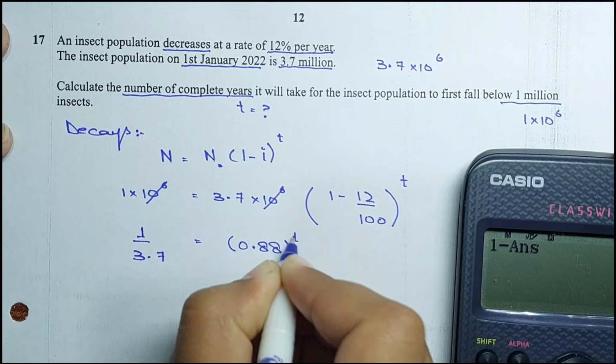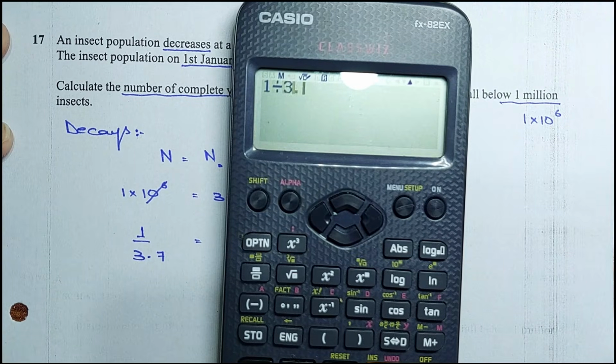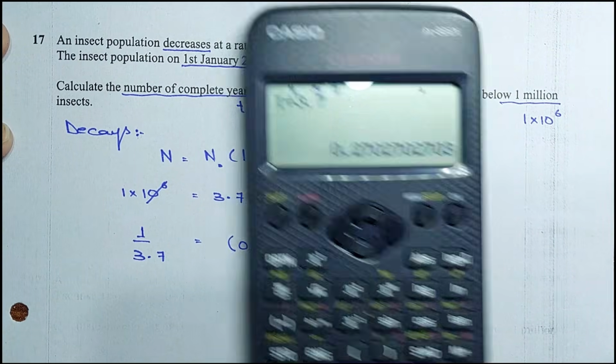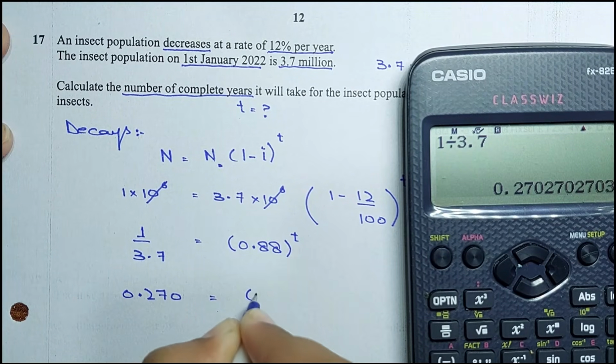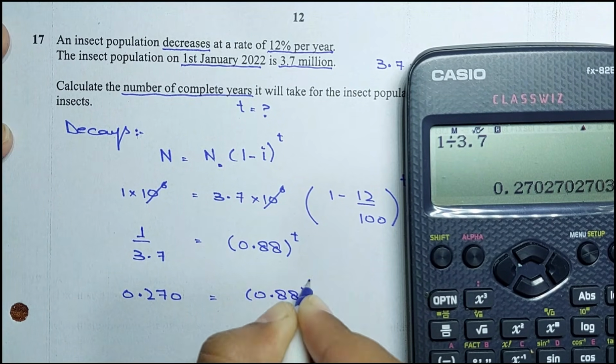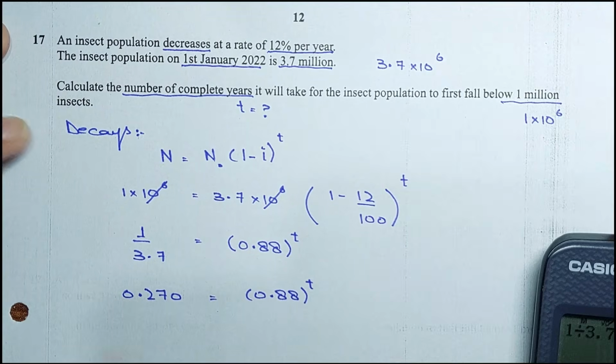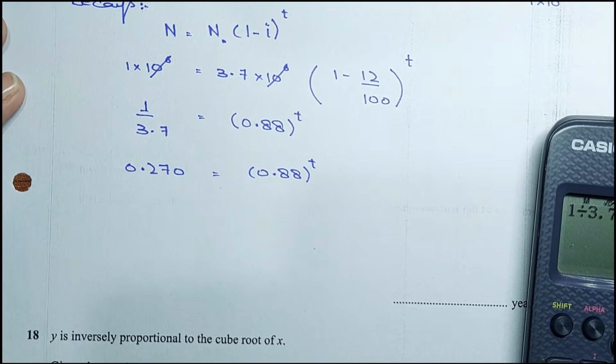0.88 to the power of t. And what is 1 over 3.7? This is 0.270. This should be equal to 0.88 to the power of t. So we have to find the number of complete years. That is just a guess and check method.